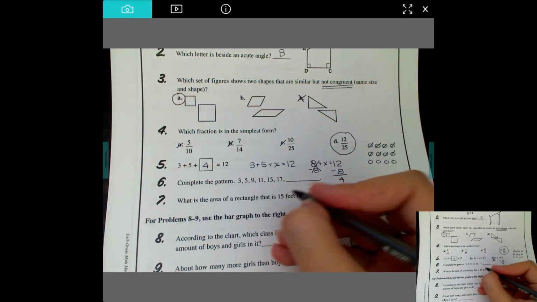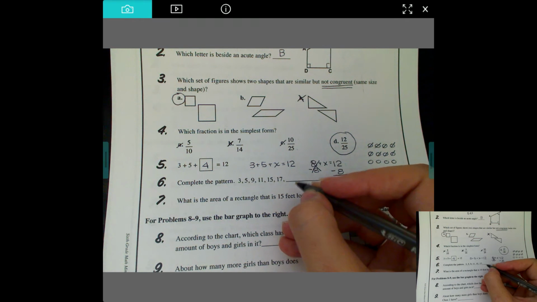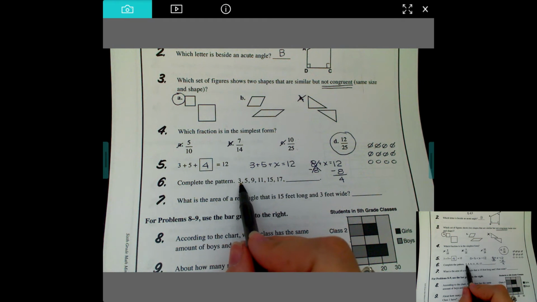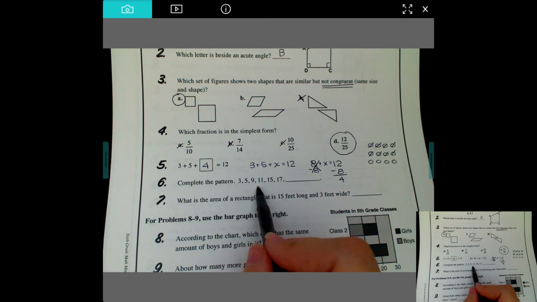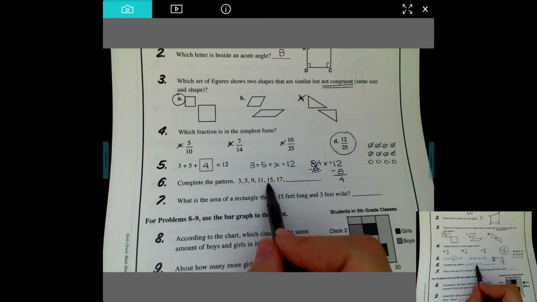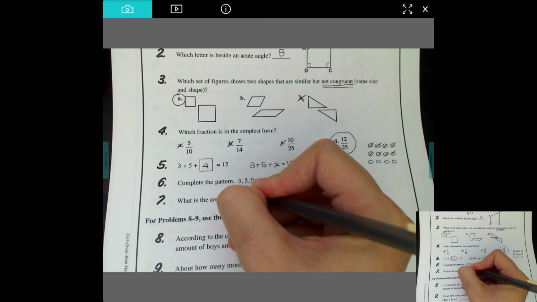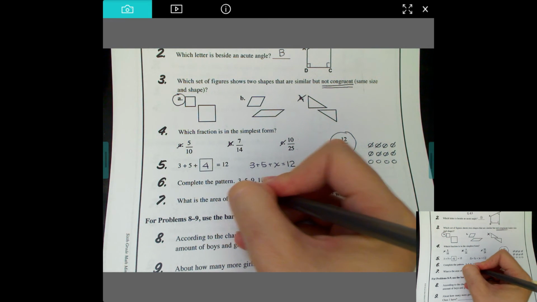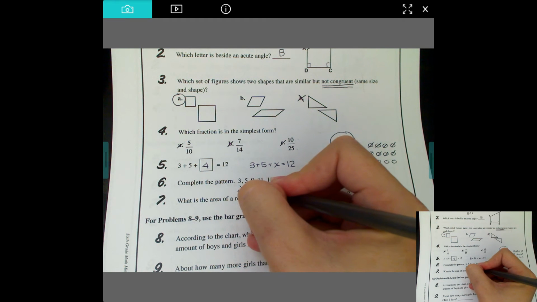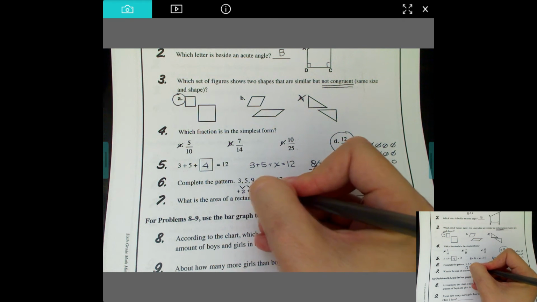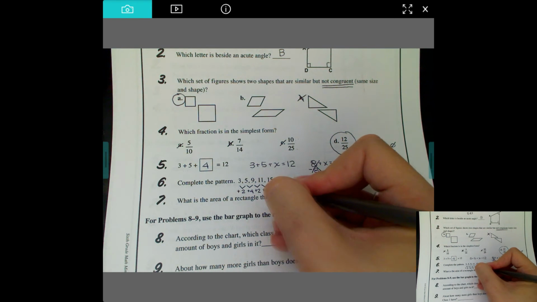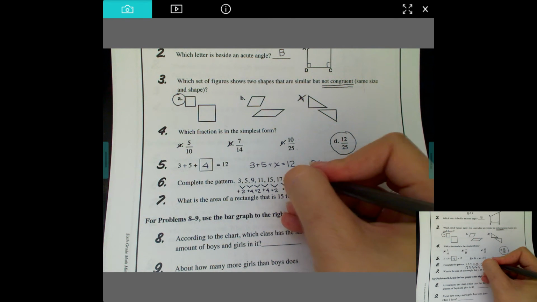Number 6, complete the pattern. Let's see, 3, 5, 9, 11, 15, 17. Oh, well, I could try this. I could go 3 plus 2 is 5, 5 plus 4 is 9, 9 plus 2 is 11, 11 plus 4 is 15. Sorry, I should be writing that out. This is plus 2, then plus 4, then plus 2, then plus 4, then plus 2, and then finally plus 4. 17 plus 4 is 21.